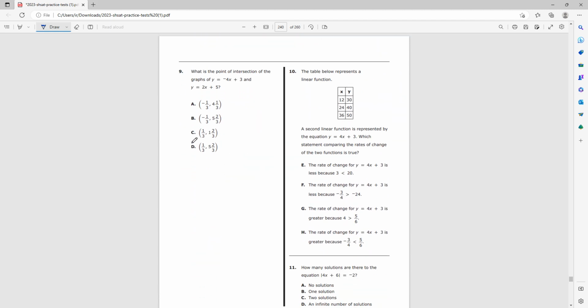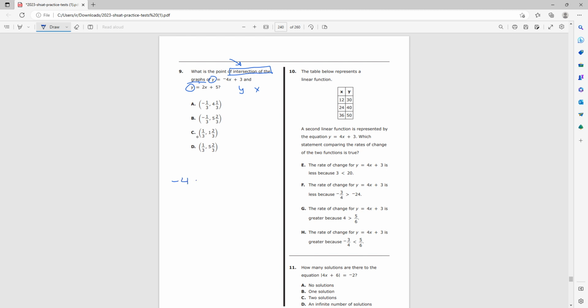Moving on to number 9. What is the point of intersection of the graphs y equals negative 4x plus 3 and y equals 2x plus 5? The whole reason why I went into depth about this in the second question is that this is a very popular topic on the 9th grade SHSAT. Just remember that for intersection, they have the same y value and the same x value, and we're already in terms of y, so we just set the equations equal to each other.